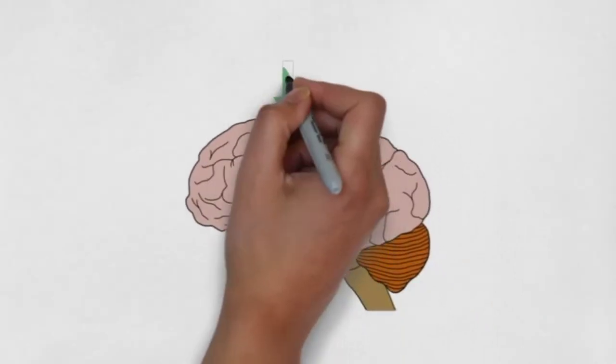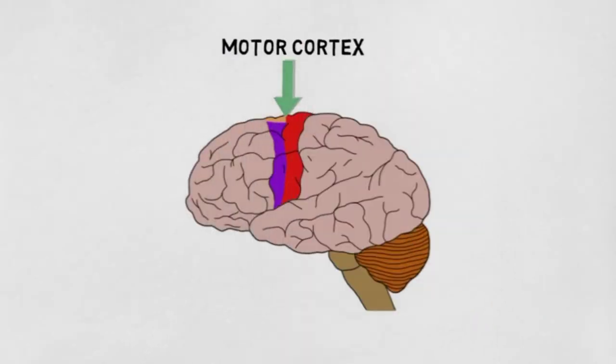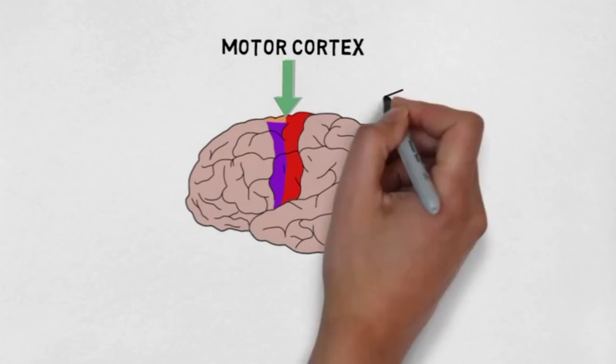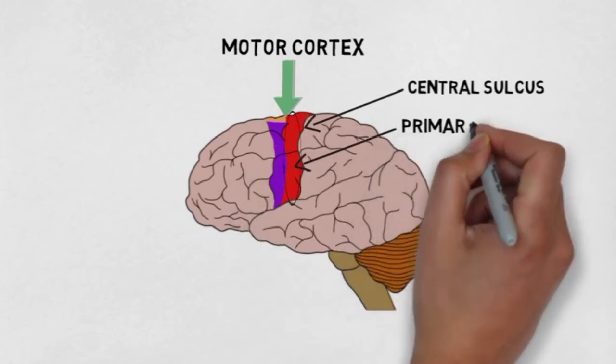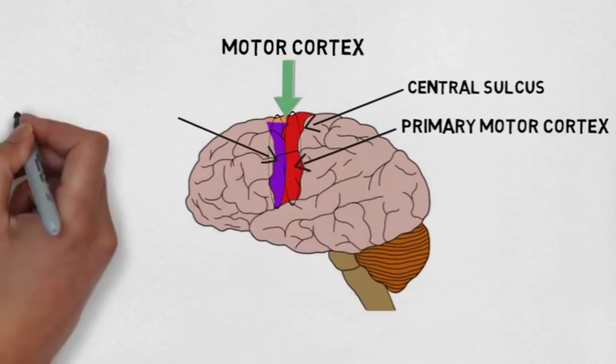The motor cortex is a region of cortex in the frontal lobe that is involved with voluntary movement. It is located anterior to a large sulcus called the central sulcus, and is often divided into two major regions: the primary motor cortex and the non-primary motor cortex.